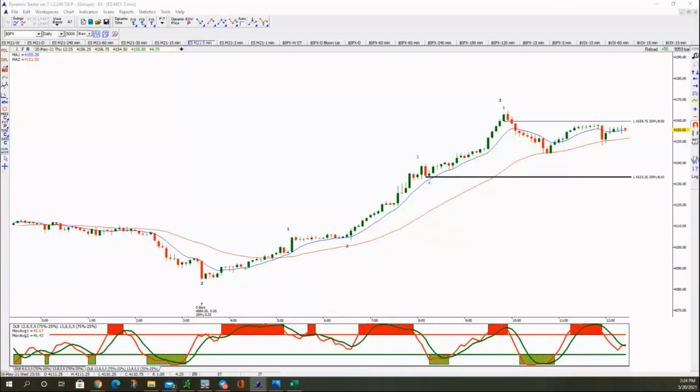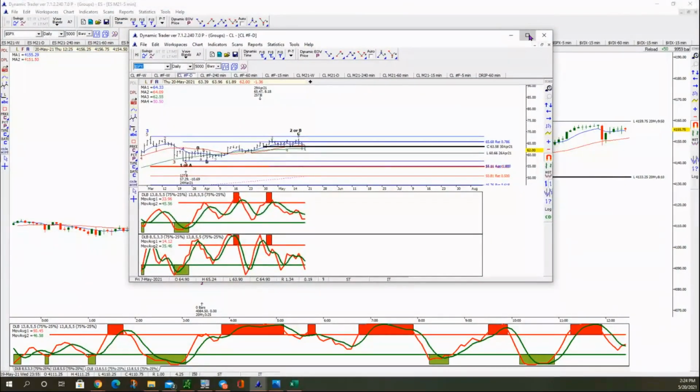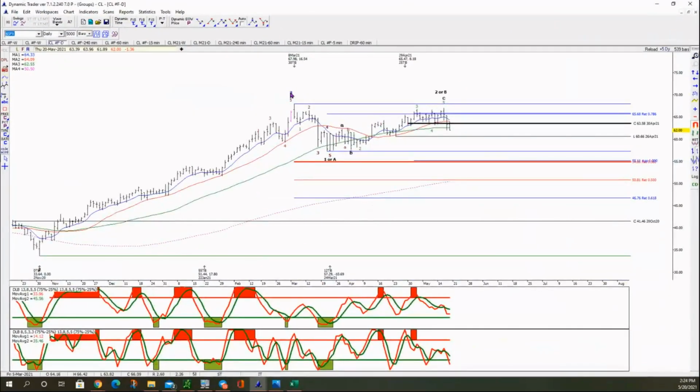Okay, this is an oil chart. So 3, we're solving for wave 4 here. So this is your A, B, and this is probably your wave 4 right here of a lesser degree.